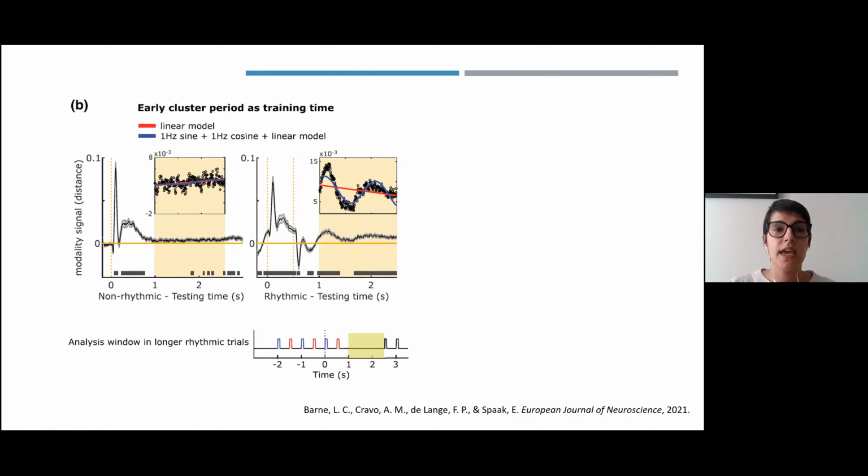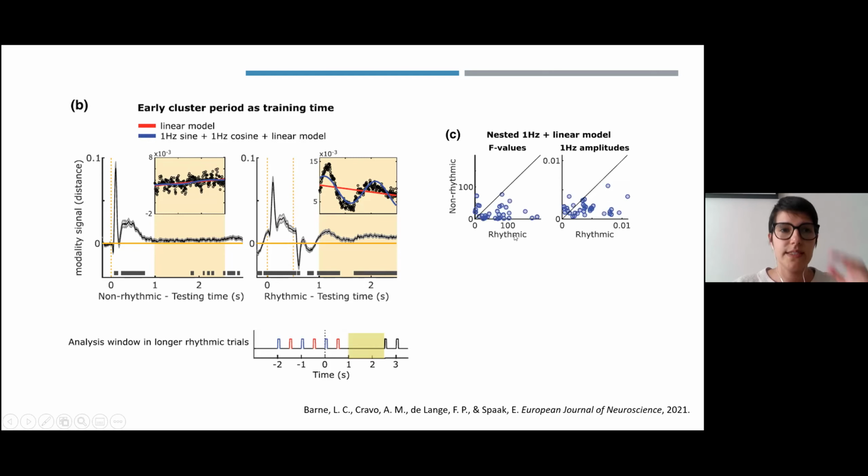a probe, basically. And to see whether this is a real oscillation or not, we model this activity with a linear model, here in red, and a 1 Hertz sine cosine model, plus the linear model, so it was nested. So we could have this sine wave, but it could be shifted, so we also allowed a difference on the y-axis.